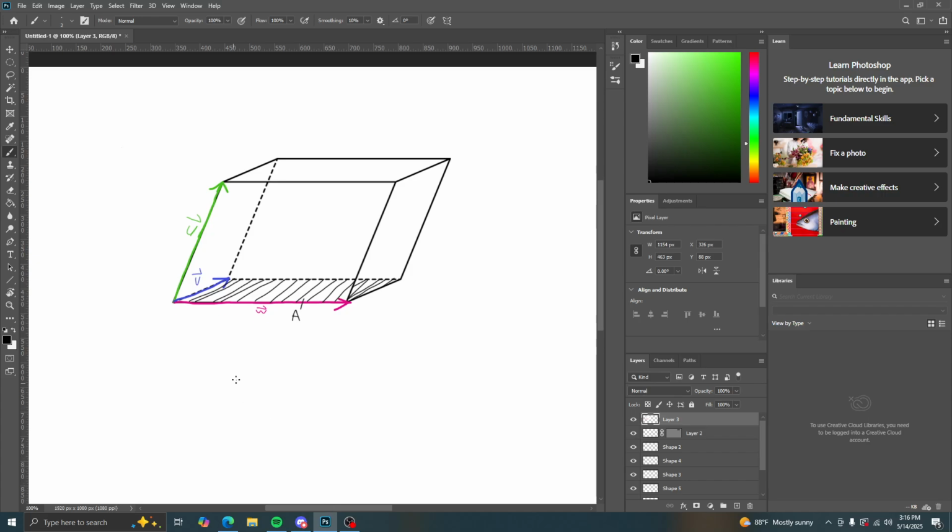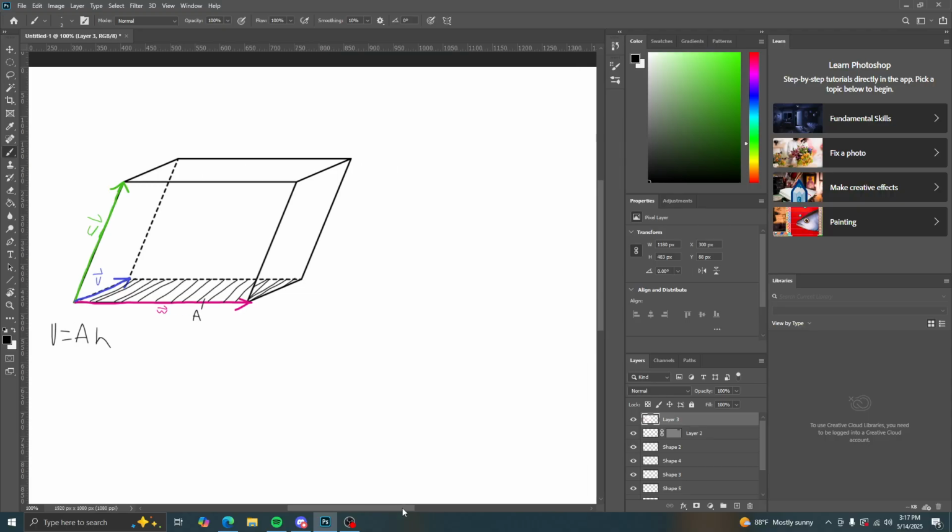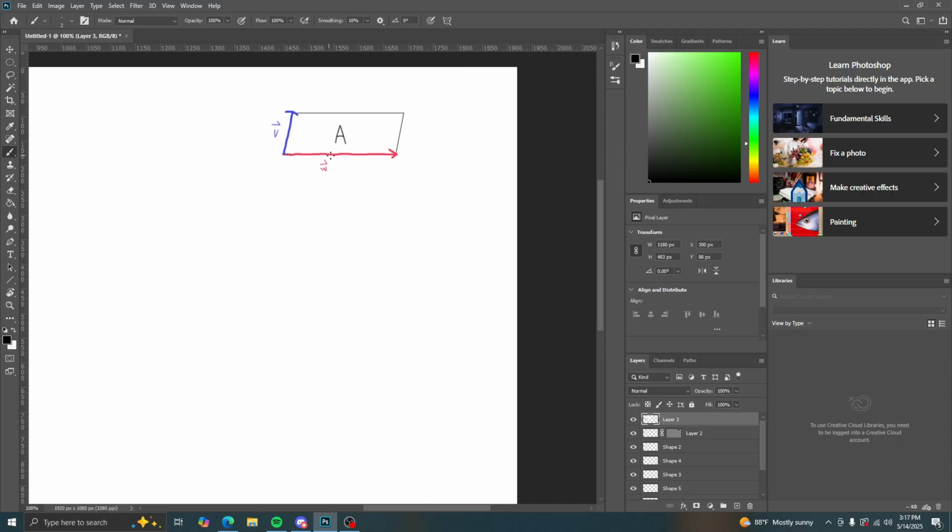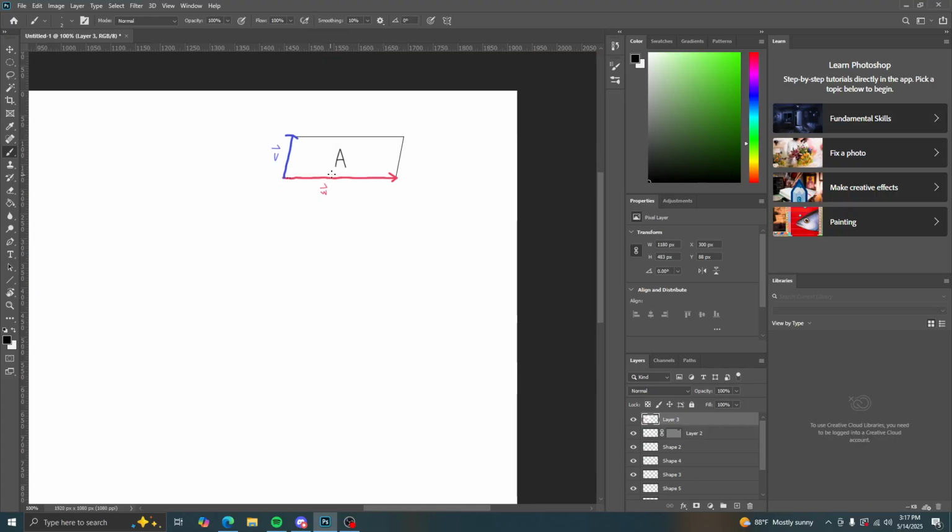And so to find the volume of a parallelepiped, or any rectangular prism, for example, you want to get the area and multiply it by the height. I have a shaded region here, and this is the area. So the area would just be the base times the height. I drew one of the faces over here, and this is a parallelogram, with sides w and v.